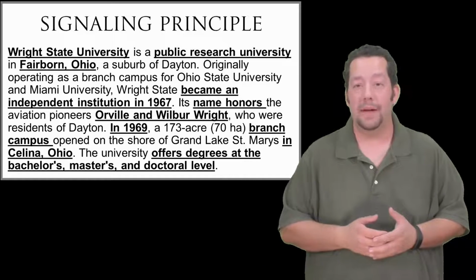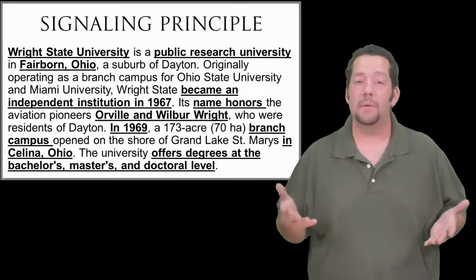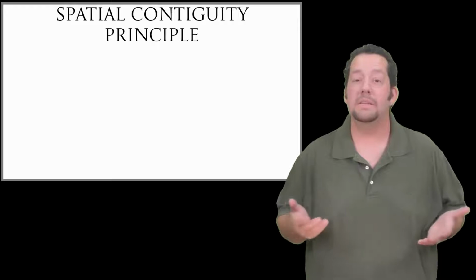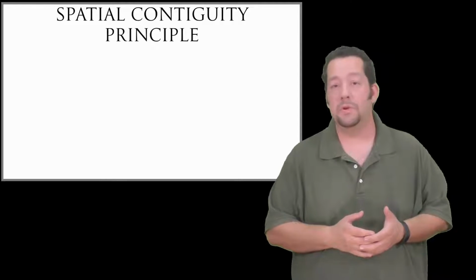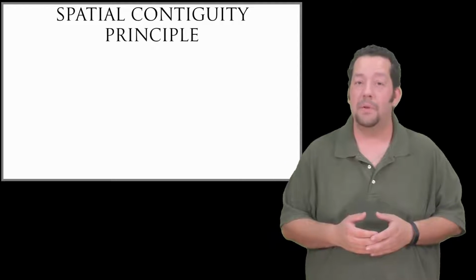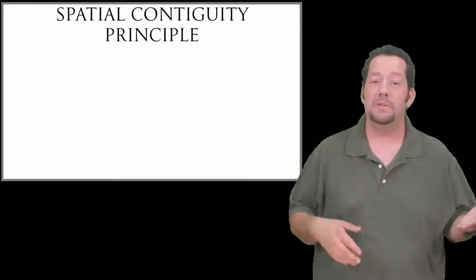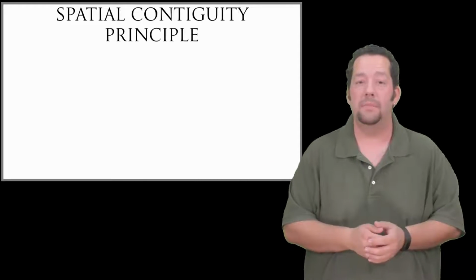The next principle I would like to discuss is all about the placement of the words being presented to describe an image or a video. It's the spatial contiguity principle. This is another way discussed in the handbook to reduce extraneous cognitive load. The spatial contiguity principle states that people learn better when corresponding words and pictures are presented near rather than far from each other on the page or screen.